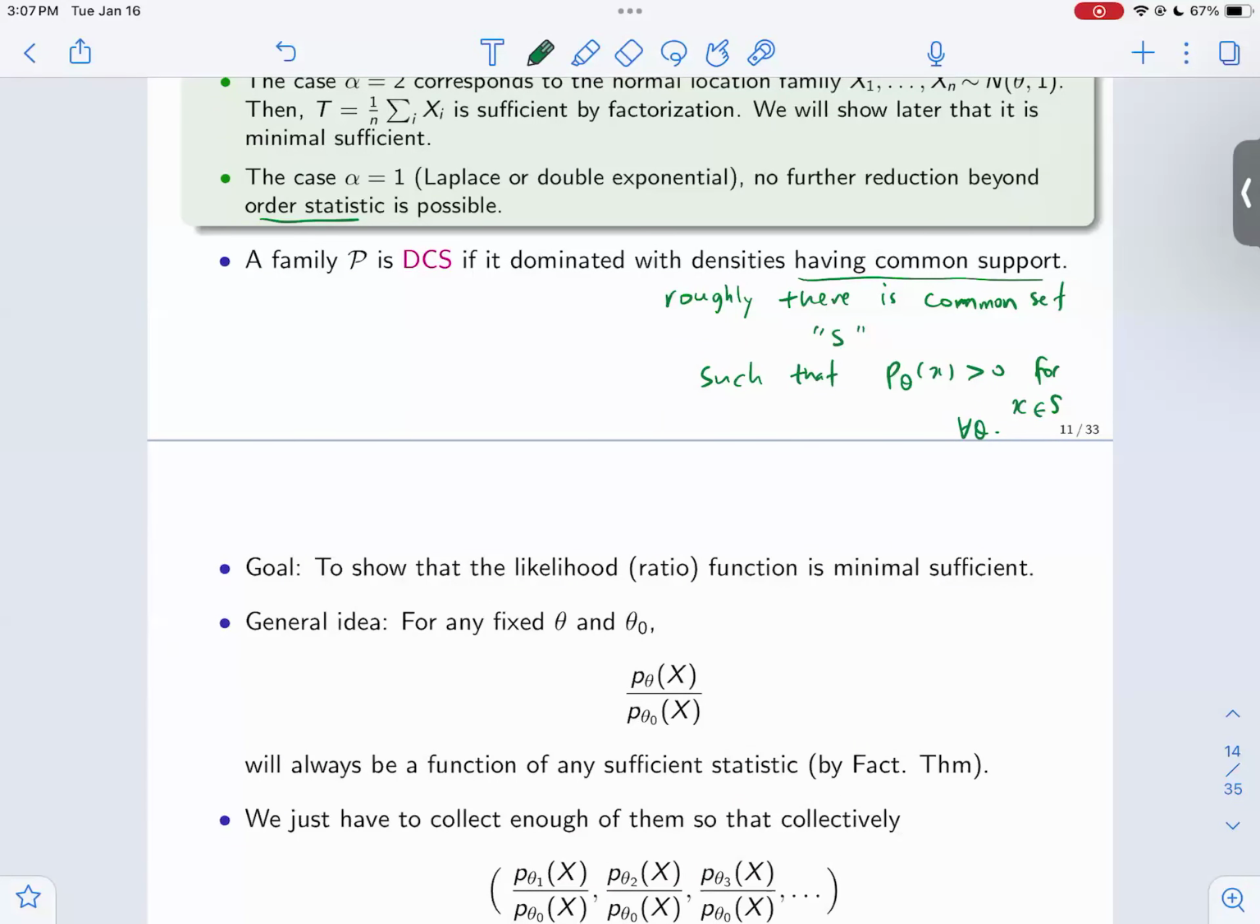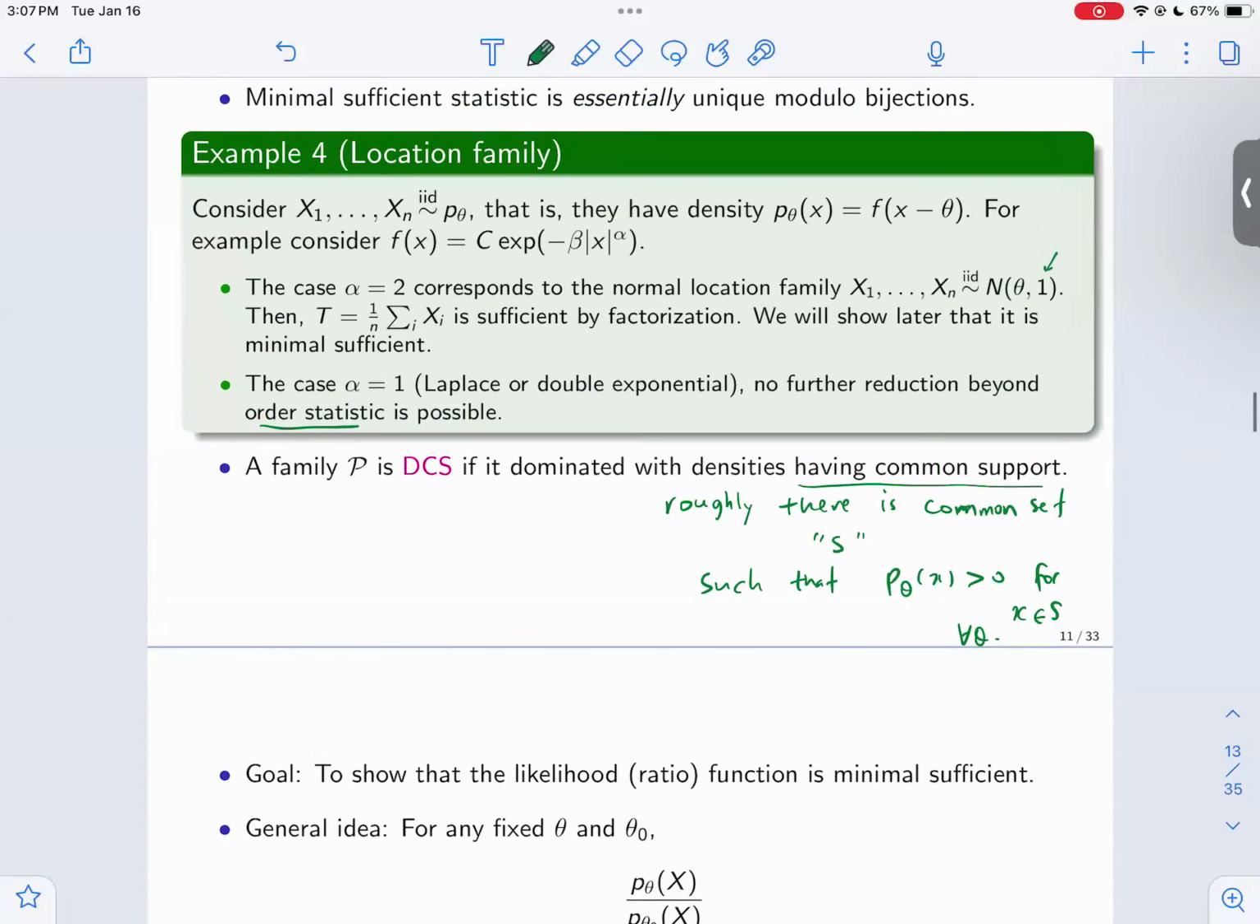Questions? Yes. I missed it, but what is DCS? Yeah, so DCS is dominated with common support. It's not standard terminology, just an abbreviation for me to not say dominated with common support. Is the location family DCS? Yes, it's a very good question. Is it? You tell me. Is the location family always DCS? I think when alpha is equal to 2, it is not DCS.